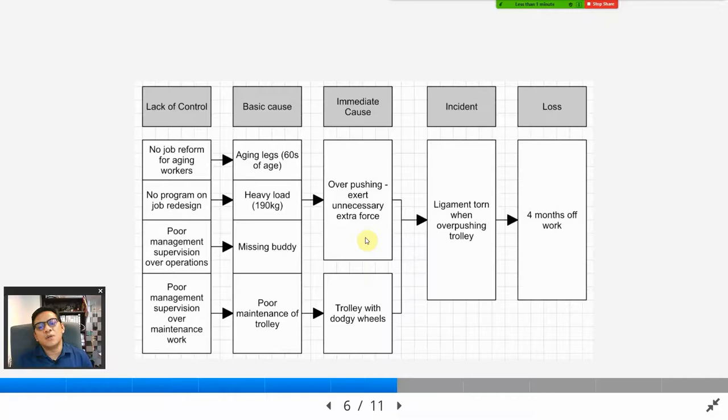I'm not sure whether there are other choices. For normal people, we would have to choose. If you find that the trolley is not so good, then you choose a better one lah. But maybe that is the only trolley that she has, a trolley with dodgy wheels. What causes her to over-push? For a young person, maybe it's not over-pushing, but because of her aging legs, she was 60 years old, somewhere around that age. So to her, it's over-pushing.